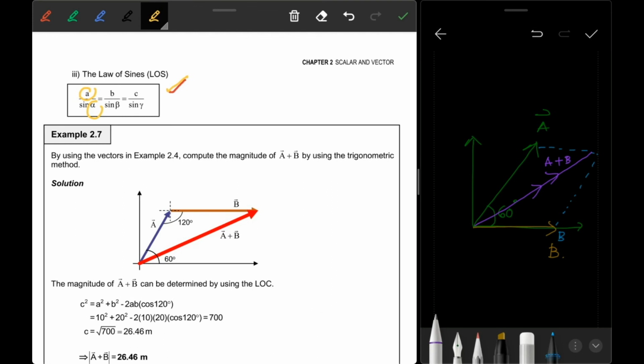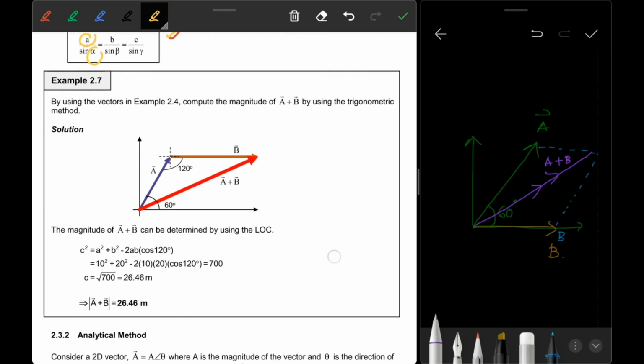Okay, have a look at this example. You can calculate this one yourself. Okay, never mind, I'll tell you. You are given vector A and then vector B. Same like before, the position is the same. The position in the axis and the direction are still the same for both vectors. Okay, compute the magnitude A and B by using the trigonometric method. You are asked to find A and B.